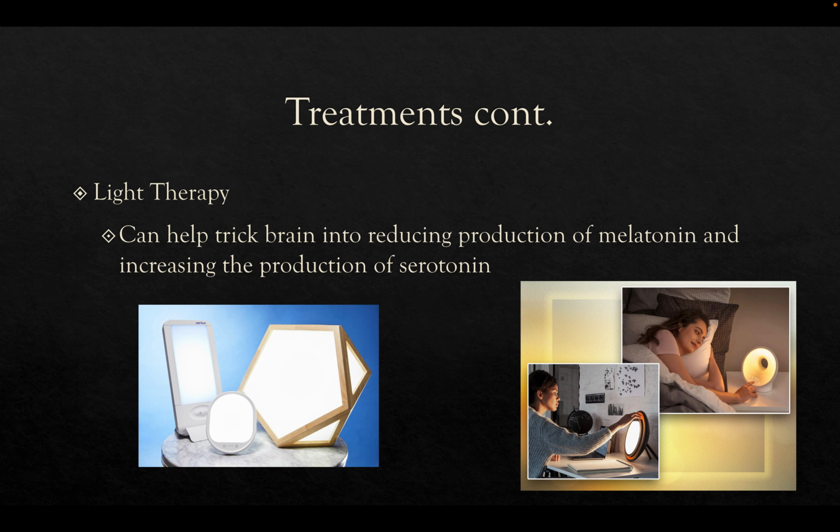The theory is that light therapy can trick your brain into reducing the production of melatonin and increasing the production of serotonin. We talked about this a little bit earlier, but melatonin is the sleepy chemical in your brain that makes you sleepy and fall asleep. So the light therapy is helping to reduce that sleepiness chemical, and it's helping to increase the production of serotonin, and serotonin is like the happy brain chemical.